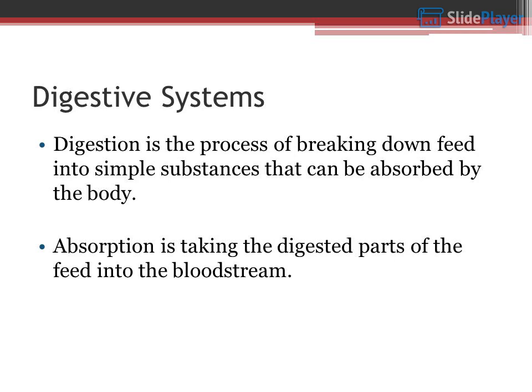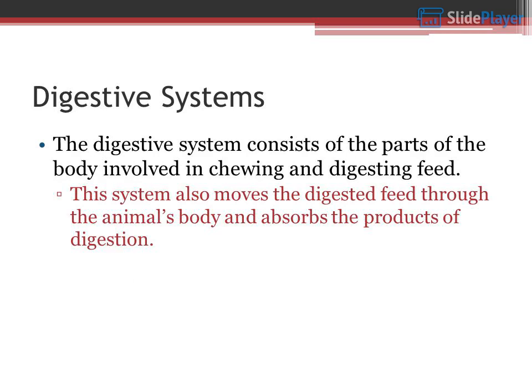Digestive systems. Digestion is the process of breaking down feed into simple substances that can be absorbed by the body. Absorption is taking the digested parts of the feed into the bloodstream. The digestive system consists of the parts of the body involved in chewing and digesting feed. This system also moves the digested feed through the animal's body and absorbs the products of digestion.